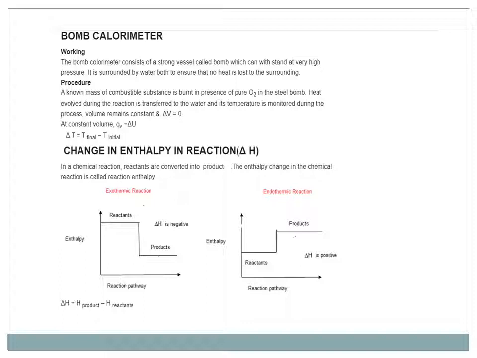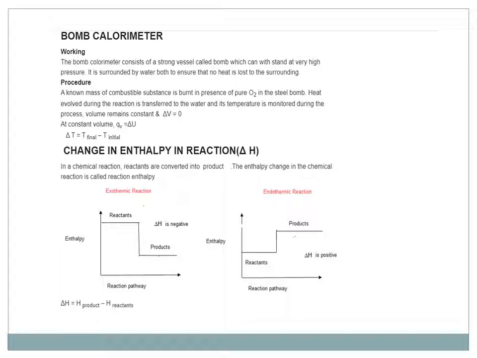Volume remains constant and delta V is equal to 0. At constant volume, QV is delta U. Delta T is temperature final minus temperature initial.